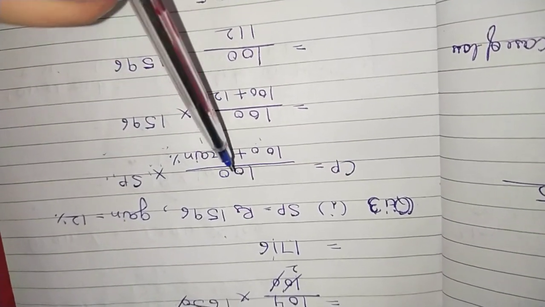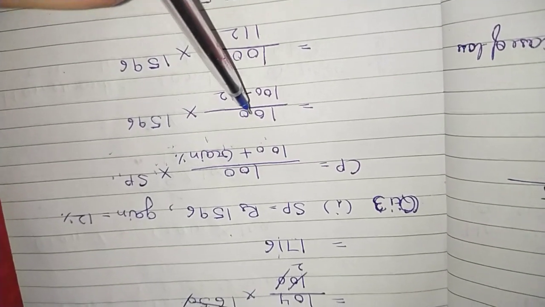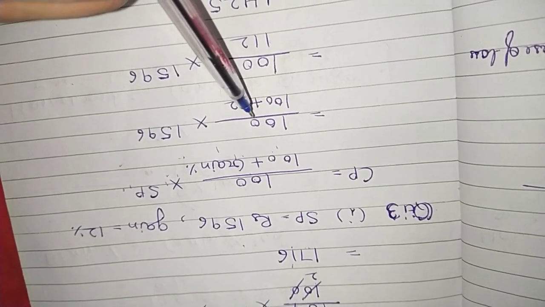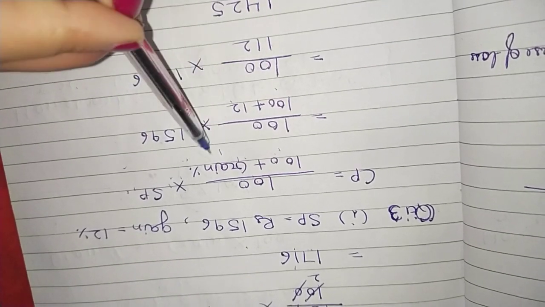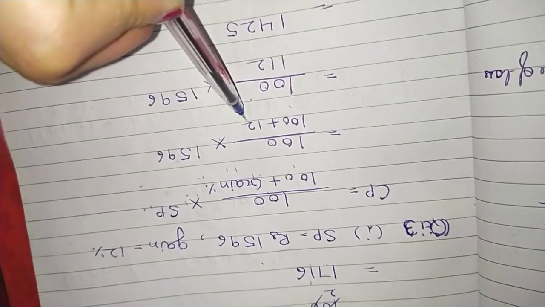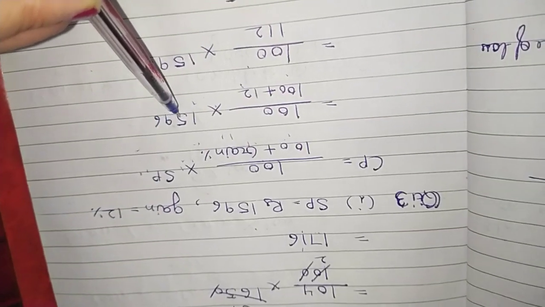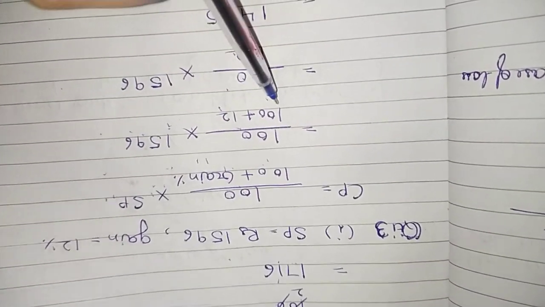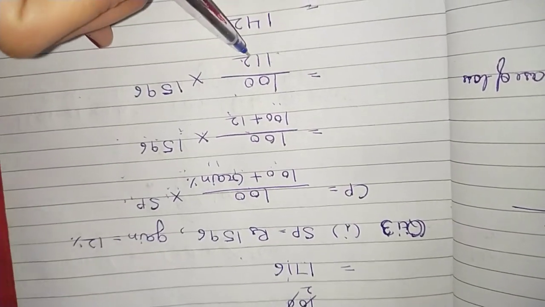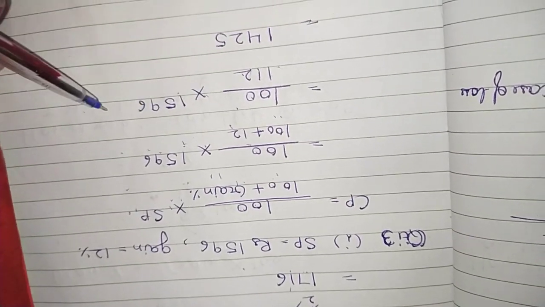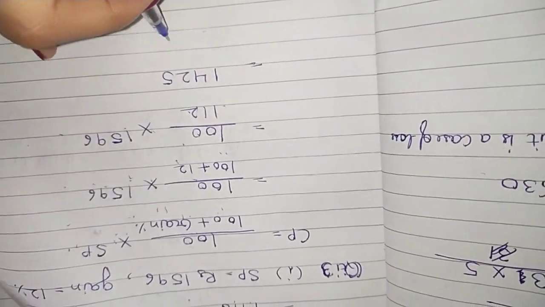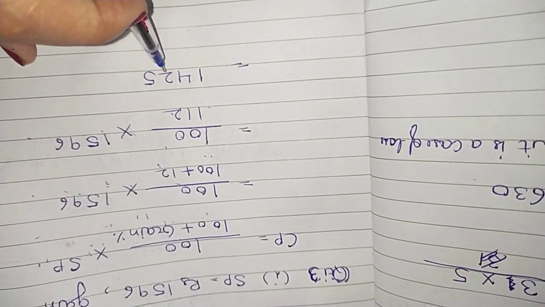So for this part we are given the gain percentage, and thus we will put the values: 100 upon 100 plus the gain percentage, that is 12, multiplied by the selling price, that is 1596. 100 upon 100 plus 12 is 112 multiplied by 1596, and after the cancellation of these numbers you will get your answer, that is equal to 1425.